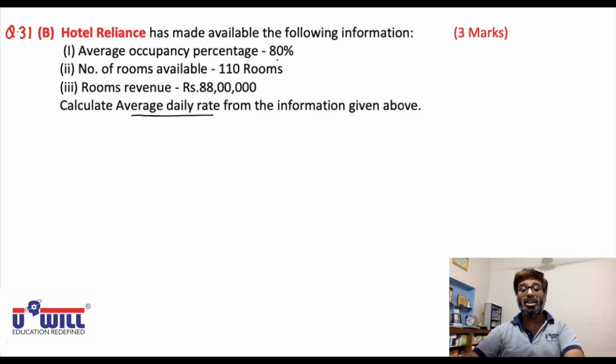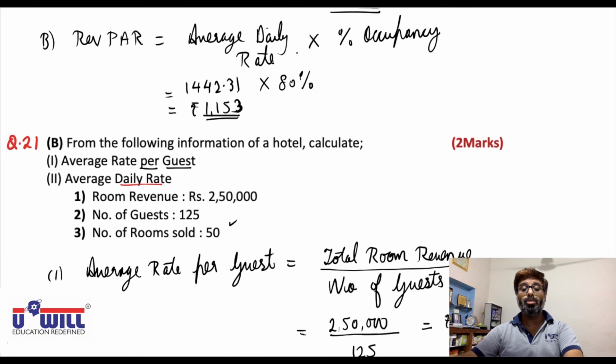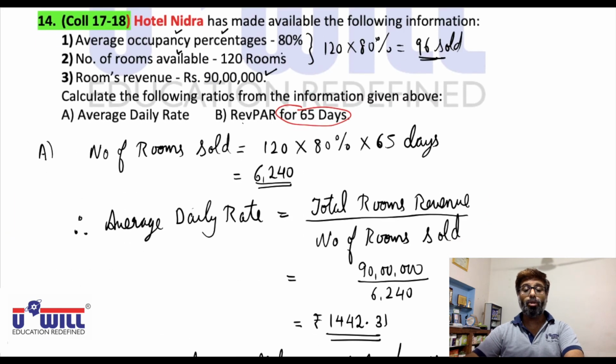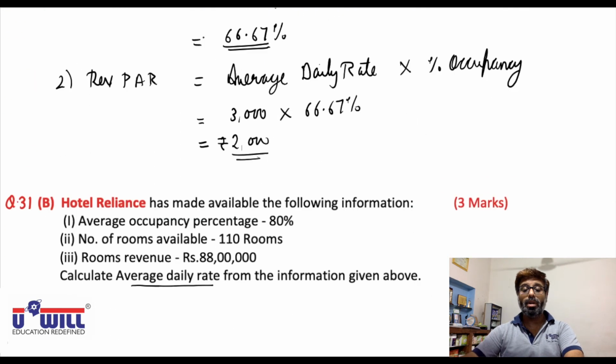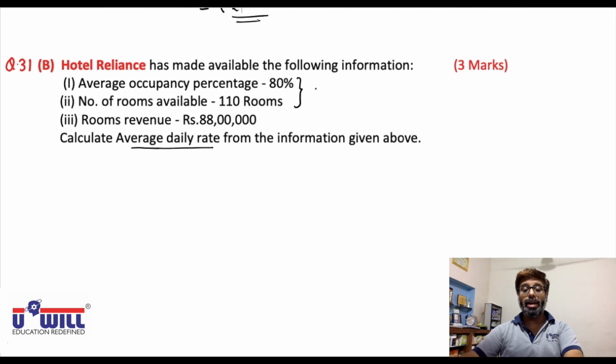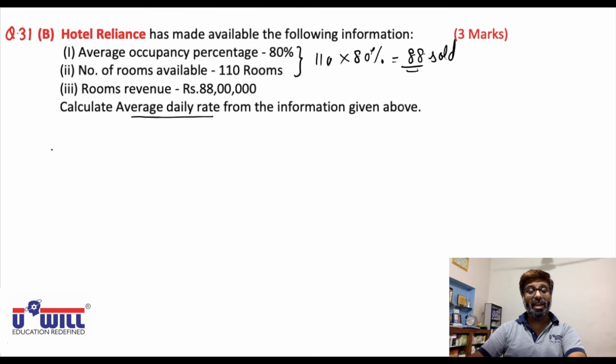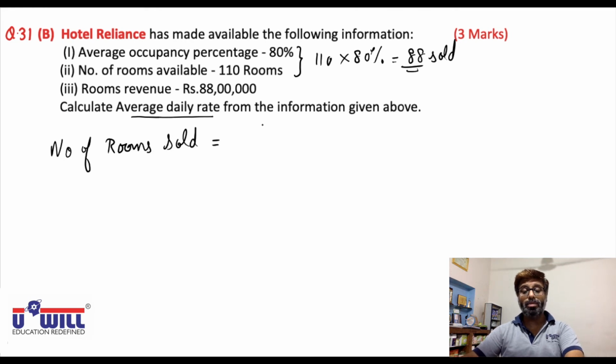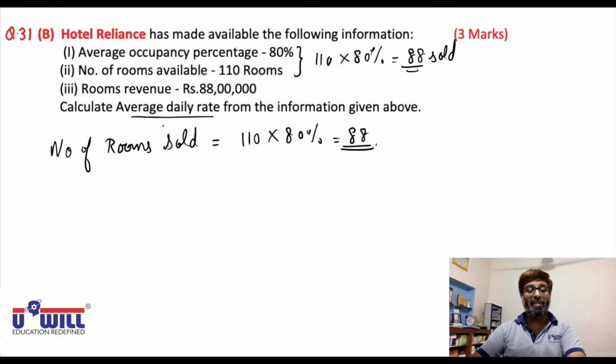So again, as we did in the first question, how would you find the number of rooms sold? Rooms available into occupancy percentage. Same way here also. 110 rooms are available, 80% are occupied, means 88 rooms are sold. Okay, so before we find average daily rate, first we'll find number of rooms sold. So number of rooms sold will be equal to 110 rooms into 80%. That is 88 rooms are sold.